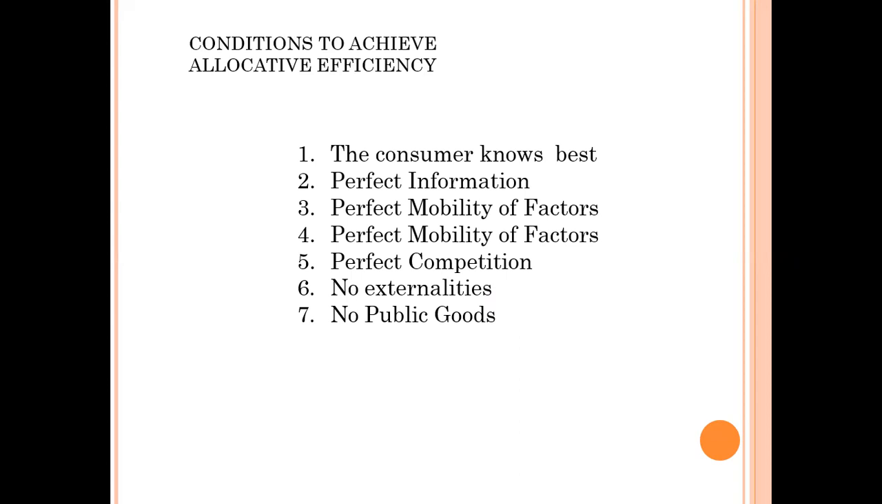Perfect information: consumers are well informed, enabling them to make sensible decisions. Perfect mobility of factors means factors of production must shift into the activities that best represent the consumers' wants and needs. In perfect competition, firms must be price takers. You all must know the assumptions of perfect competition, where goods are identical, buyers and sellers are in large number, and there is freedom of entry and exit.